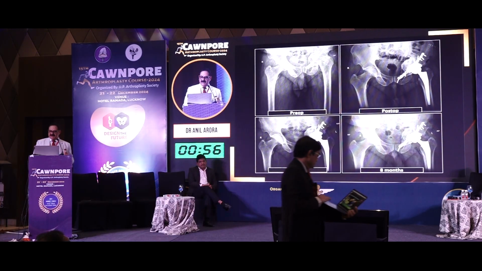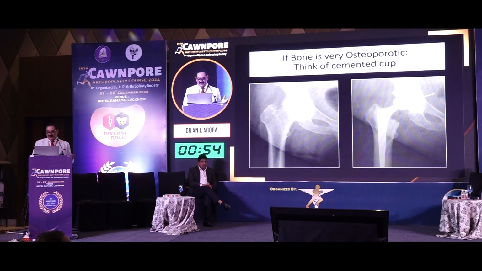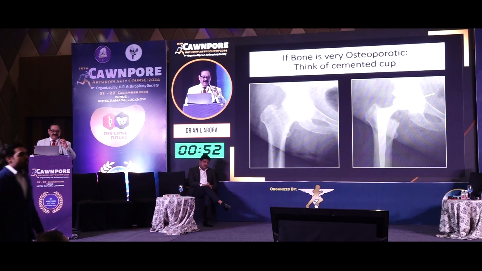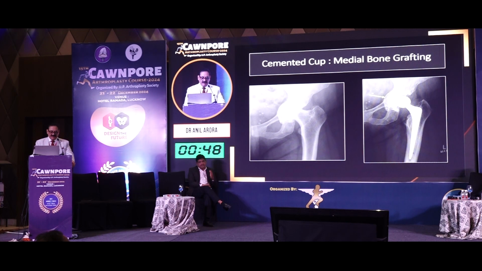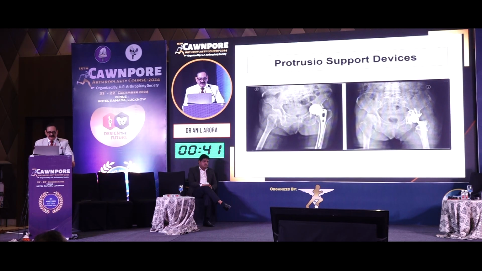If the bone is very osteoporotic, think of a cemented cup. There is no harm in putting a cemented cup, and along with the cemented cup, one can add bone graft if there is protrusio. Medial bone grafting works very well. In case of breach in the floor, you need to use protrusio support devices of your choice.